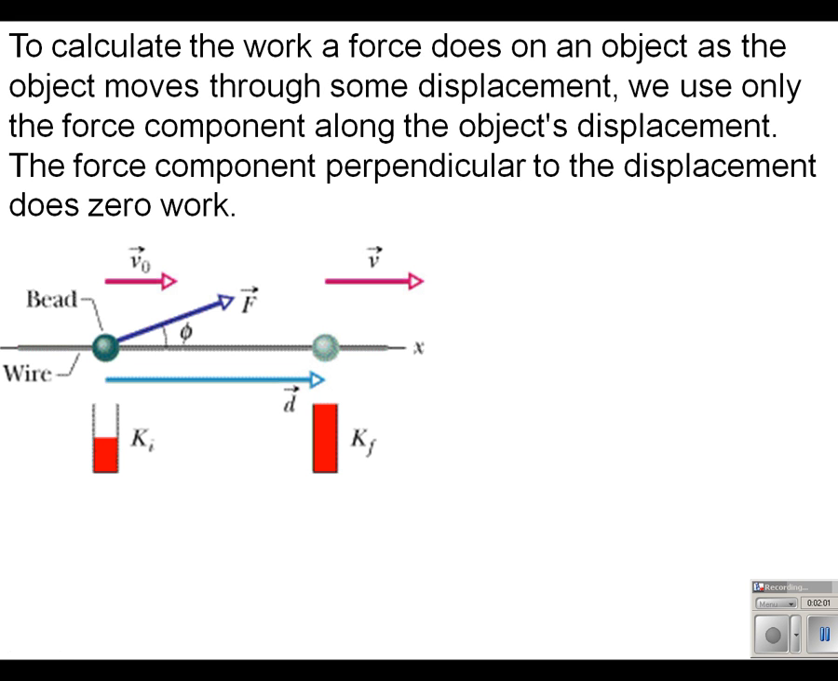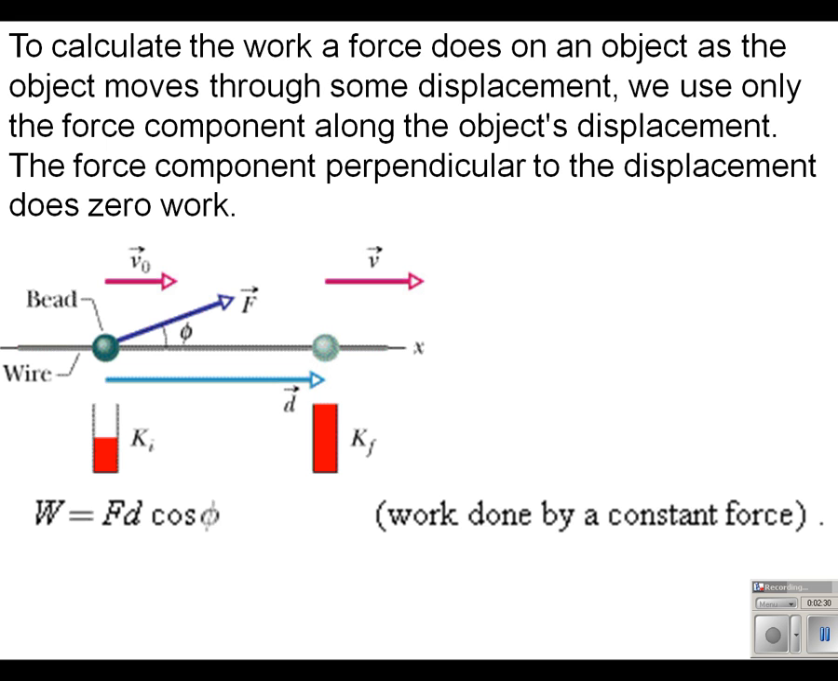So to calculate the work a force does on an object as the object moves through some displacement, we use only the force component along the object's displacement. So we have to find the components of that force in the same direction as the displacement. The force component perpendicular to the displacement does 0 amount of work. So in this case, it would be F cosine phi, the x component that does work in the direction of the displacement. So in this case, it's Fd cosine phi. This is work done by a constant force.